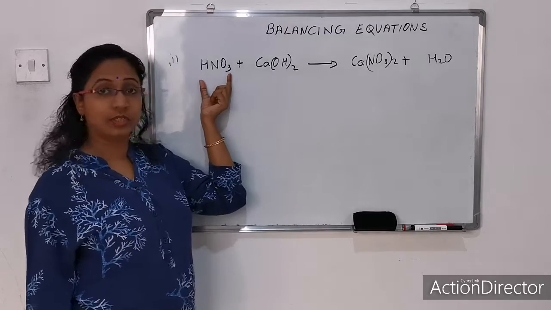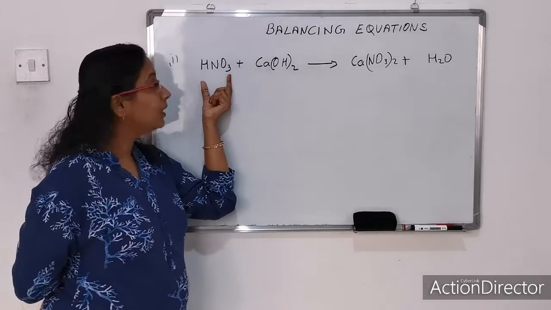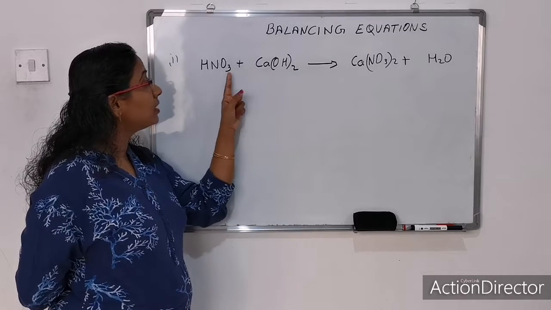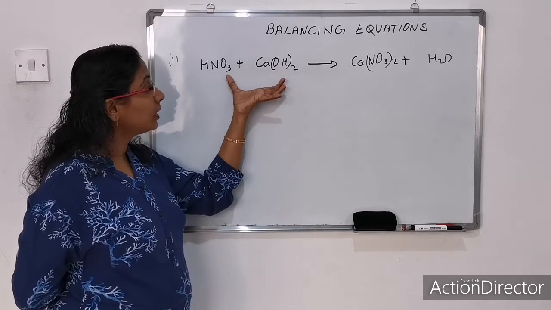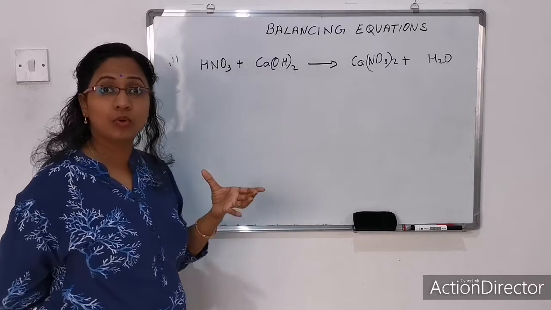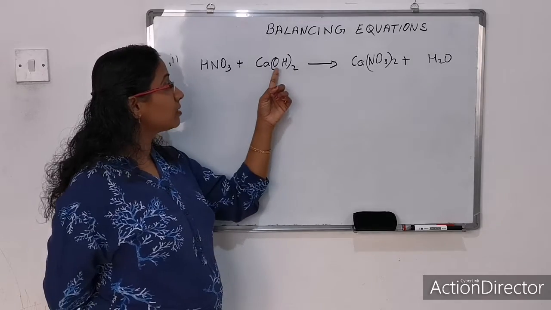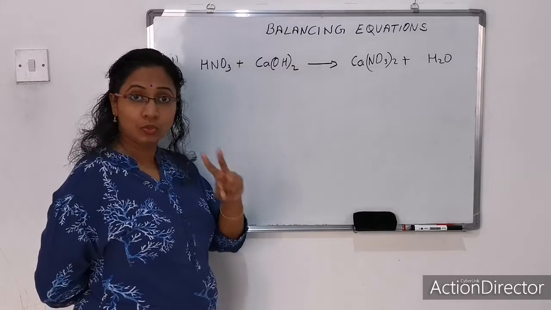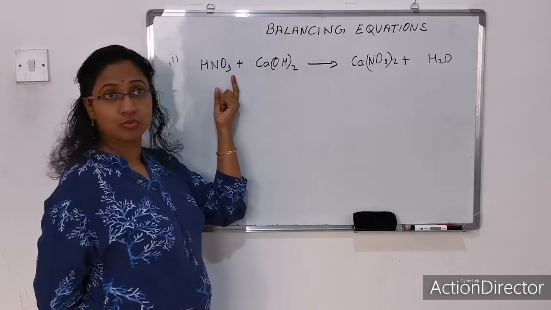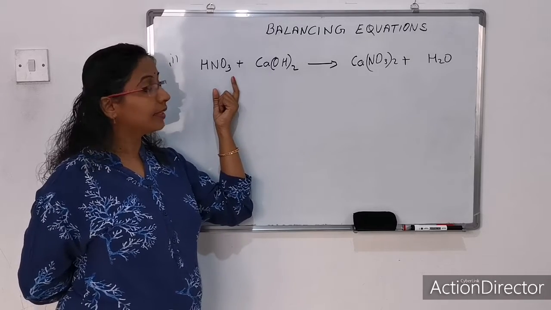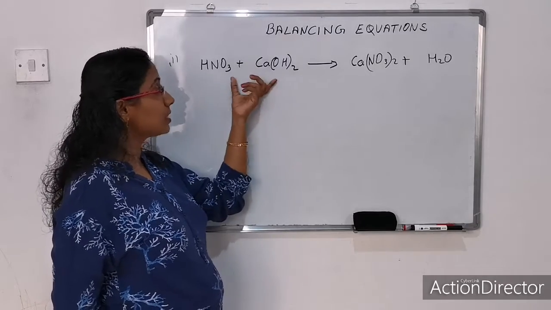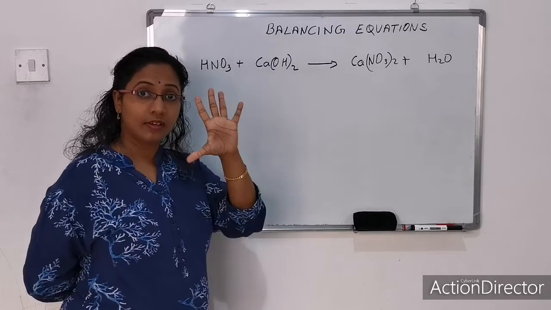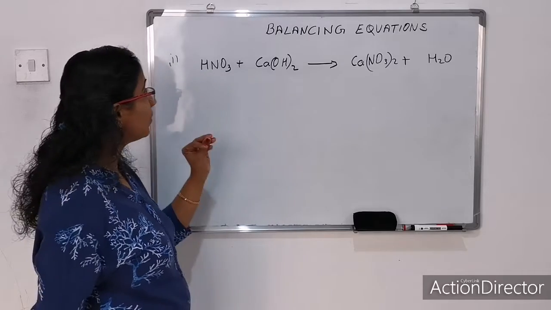Similarly, here HNO3, that is nitric acid. In this HNO3, this 3 is for O. So in the reactant side, the number of O is 3 plus 2, that is, O in the reactant side is 5.